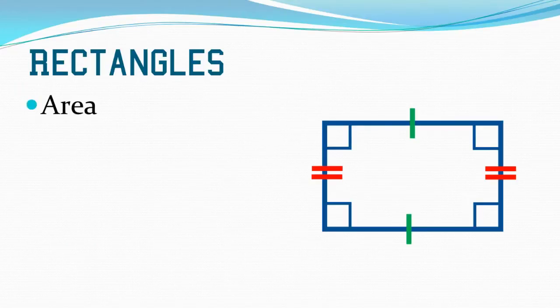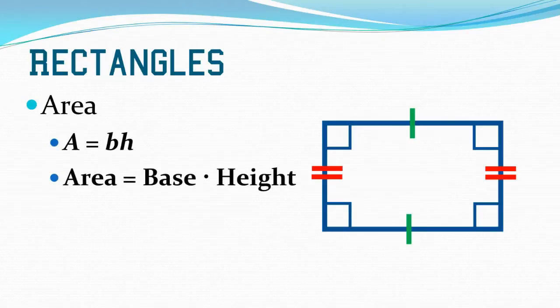If I wanted to find the area of a rectangle, it's still a parallelogram. So I just take base times height. So area is base times height. With a rectangle, though, it's a lot easier. We can see the base and the height because they make a 90-degree angle. We know that the height, even if I have to drop an altitude, it has to be perpendicular to my base. So let's look at an example.